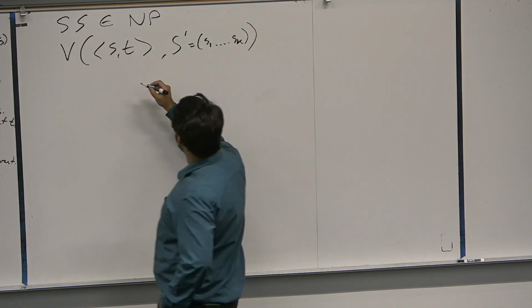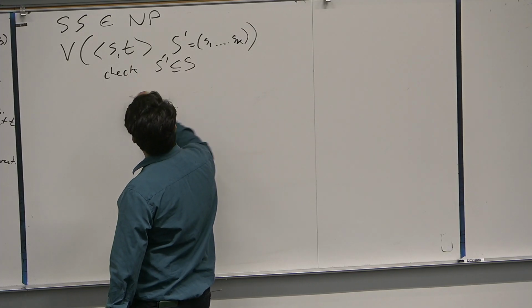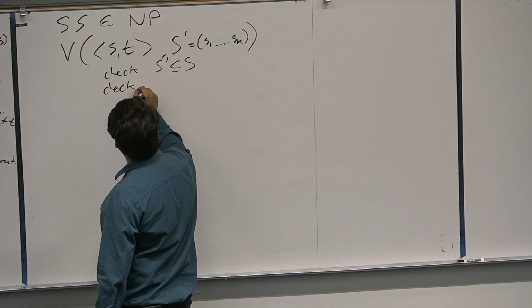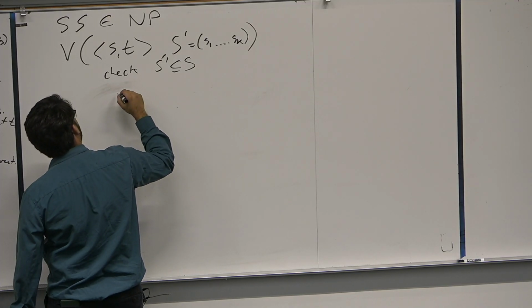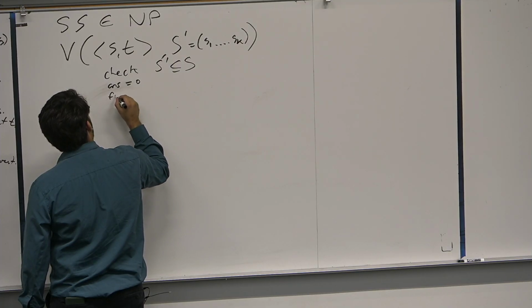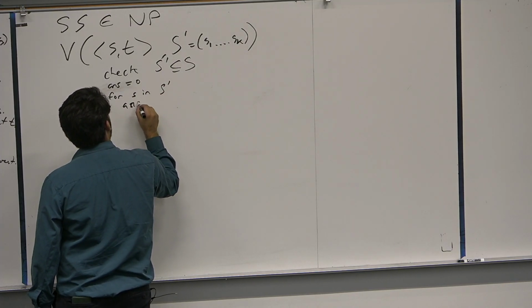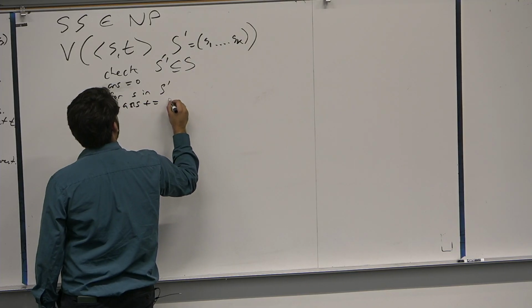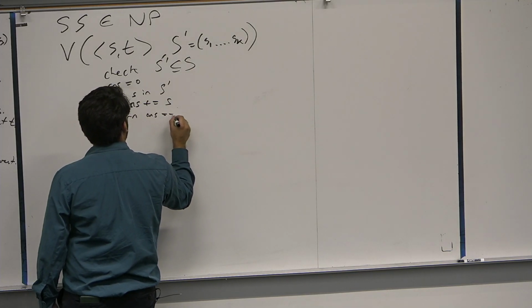What is the verifier going to do? Check S actually is a subset, and then check, fine, we'll say answer equals 0, for s in S prime, answer plus equals s, return answer equals t.